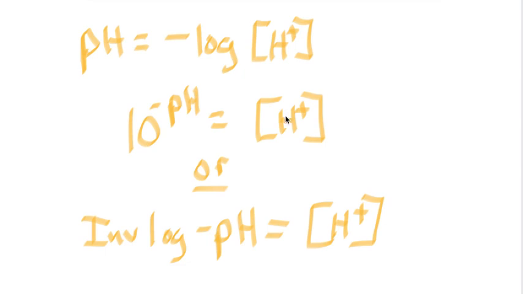And there's 2 ways to punch that into your calculator. This is probably the easiest. Just type in 10 and then take it to your negative pH, whatever that is. Or you can have the calculator do that for you and type it into the calculator as inverse log of negative pH. Either way, it comes out to be the same thing. So again, you can solve for hydrogen ion concentration given the pH.